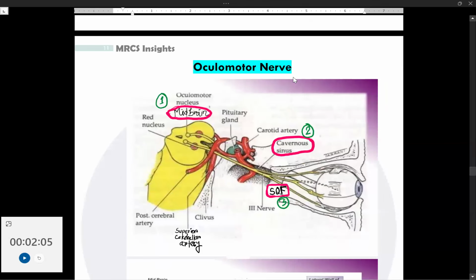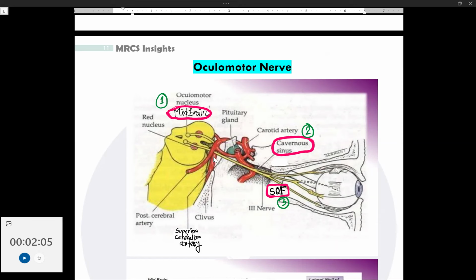So about the course of the oculomotor nerve, the nucleus of the oculomotor nerve is present in the midbrain. After that, you can see two vessels here, right? One is the posterior cerebral artery and the other is the superior cerebellar artery. The superior cerebellar artery is situated below the oculomotor nerve, and the posterior cerebral artery is above it.